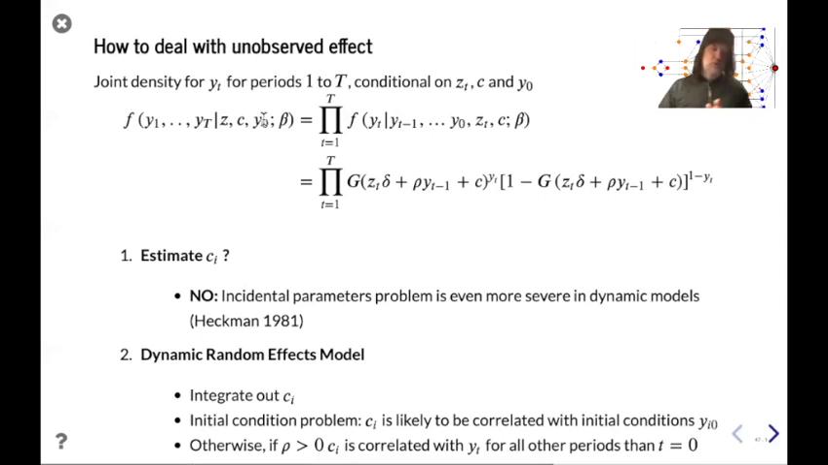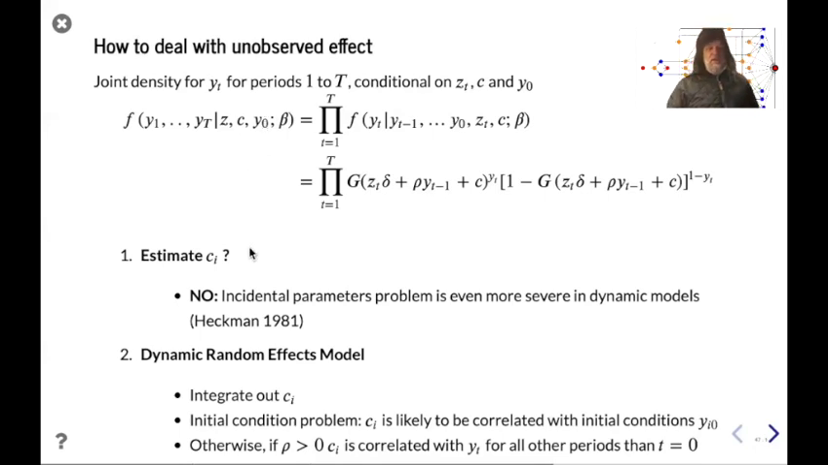Remember when we were doing the dynamic random effects model in the static context, we would derive the density conditional on the explanatory variables, the other variables we condition on. Now we not only have the strictly exogenous variables, we also have the initial condition. So we need to derive the density conditional on those variables. We can't observe this guy. I mean, this is just the observation of y in the first period, so we can condition on it.